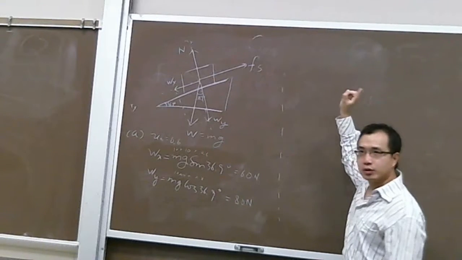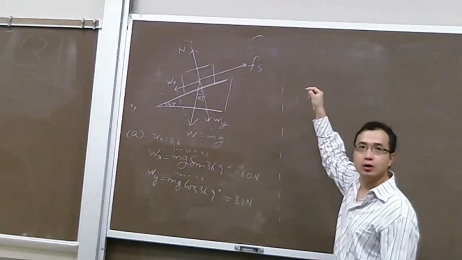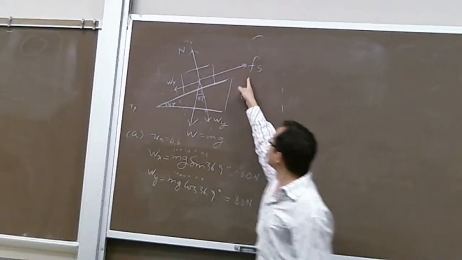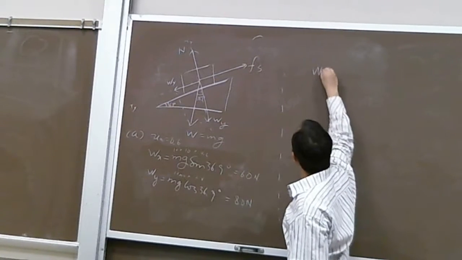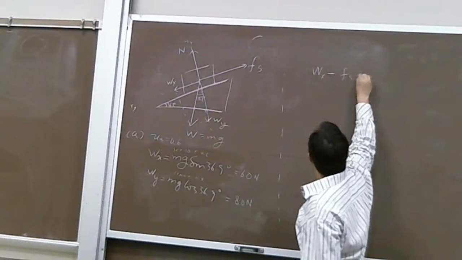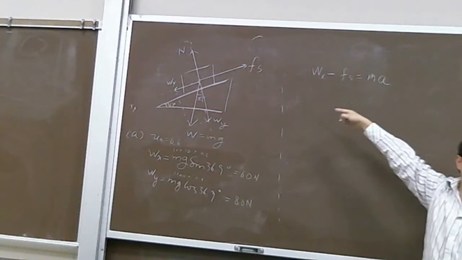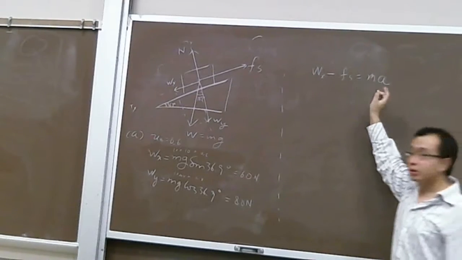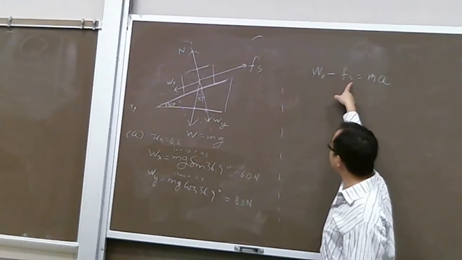So now, the next step is to write down Newton's second law. Along the x direction, I should have Wx minus Fx. That's the next form, right? Equals ma. So actually, I'm going to calculate acceleration from this equation. But here I still need to determine the static frictional force.